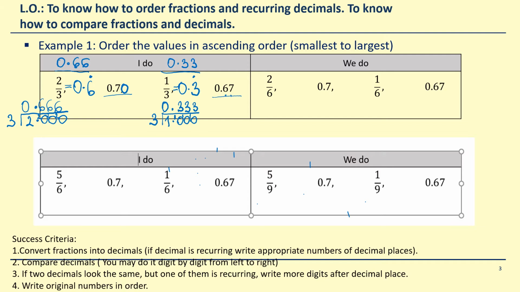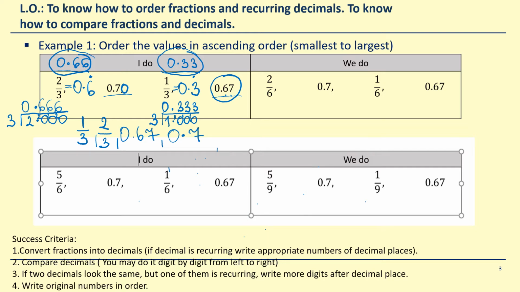So the smallest one is this one, 0.33. But when I order it, I use the original value of 1/3. Next one, you can see that 0.66 is smaller than 0.67. So 0.6 recurring is next, but again, do you remember we use original values? Next one is 0.67 and the largest one is 0.7.